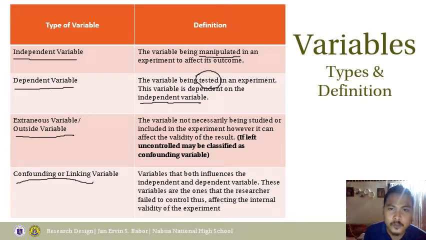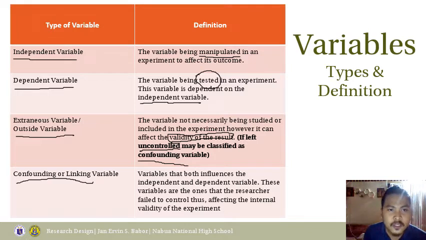Now, the third one is the extraneous variable. These are variables which you cannot control, or you can control this one, but if left uncontrolled, it will become a confounding variable. Now, these variables are not necessarily being studied, but it is present in the setup. Now, it can affect the validity of result. And so, as much as possible, we try to control everything in our experiment.